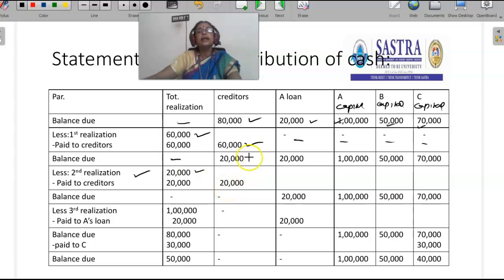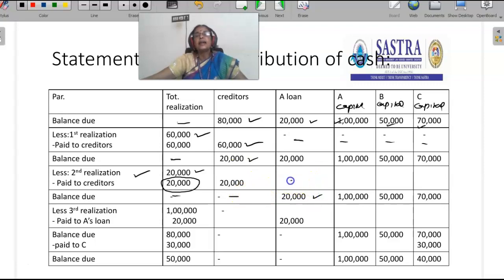Okay, so the creditors' balance is 20,000. The whole realization amount of 20,000 rupees is used by the firm to settle creditors. So they paid 20,000 rupees to creditors. The entire realization amount is paid to creditors, so there is no money left here. Then the 20,000 creditors are fully settled.